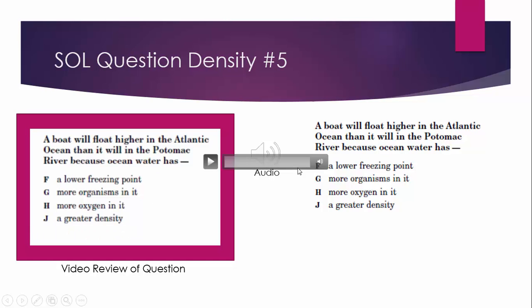In this question, you're being asked why a boat floats higher in the Atlantic Ocean than it will in the Potomac River. Keeping in mind the ocean water has more substances dissolved in it, such as salts and minerals, making it denser than the Potomac River, which is mainly fresh. Therefore, the boat will float higher because the answer is J, the ocean water has a greater density.